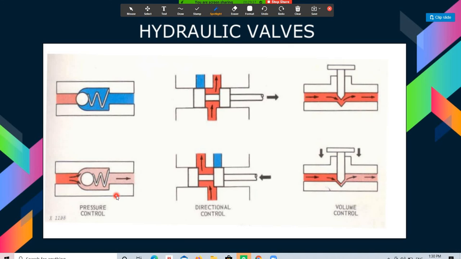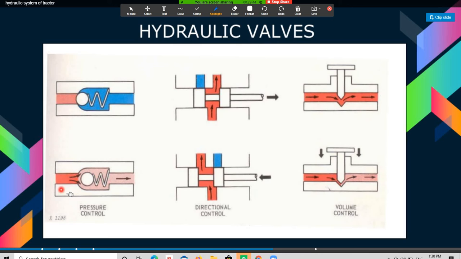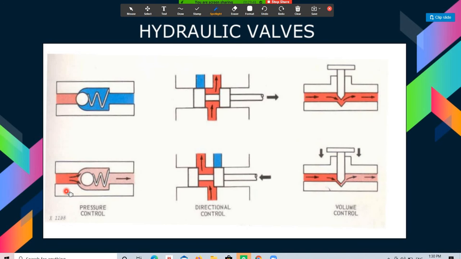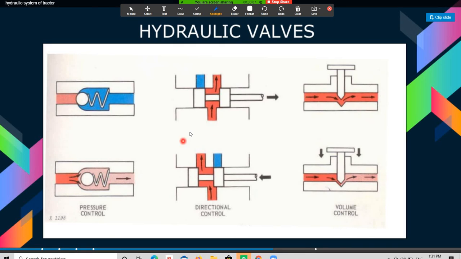So, pressure control valves. These are spring-loaded valves provided in the hydraulic circuit either as relief valves or safety valves. Whenever the pressure in the circuit reaches the maximum value, either due to internal clogging or excessive load on the system, the spring of the valve gets compressed and releases the pressure, protecting the circuit from mechanical damage.